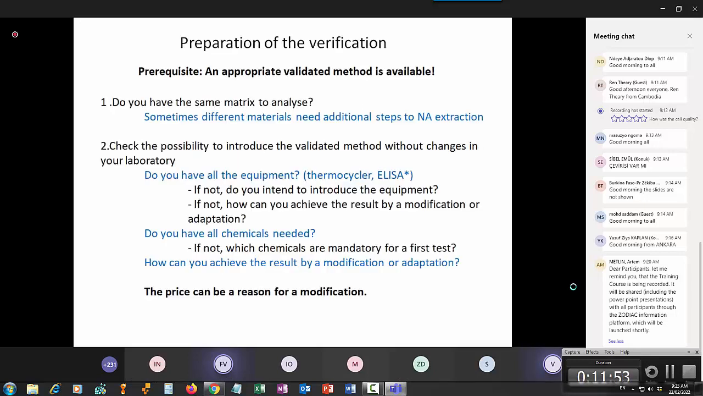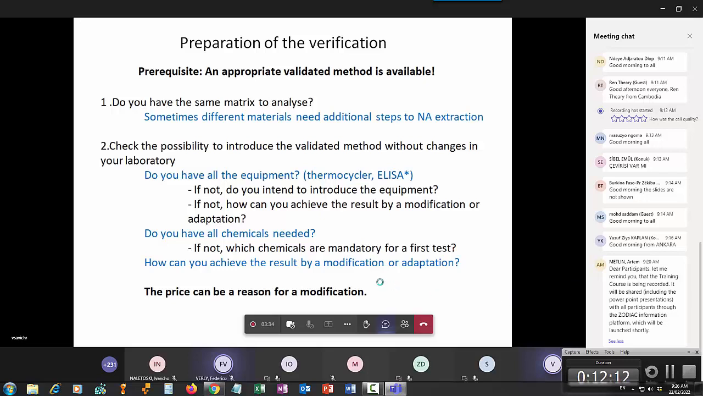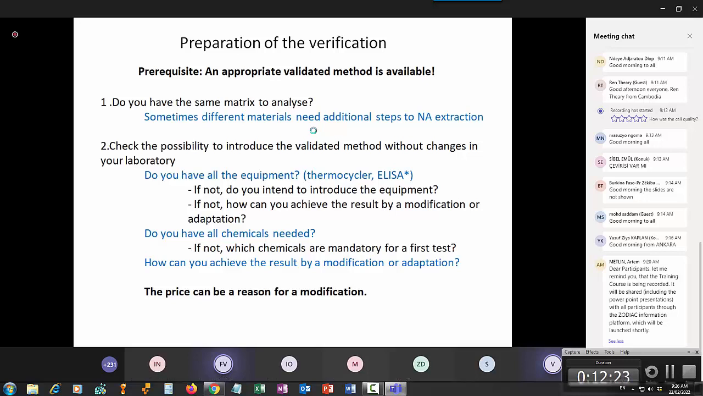So what should we consider when we prepare for verification? Of course, only if an appropriate validated method is already available. So we have to think, do we have the same matrix to analyze? If the method is validated, for example, on serum, and you want to test it on, for example, some other fluid, then you have to see, are you using the same matrix?